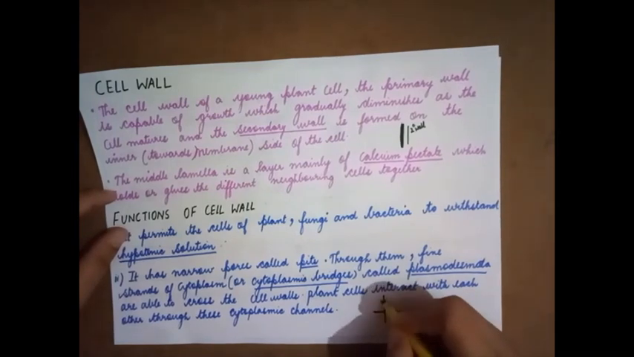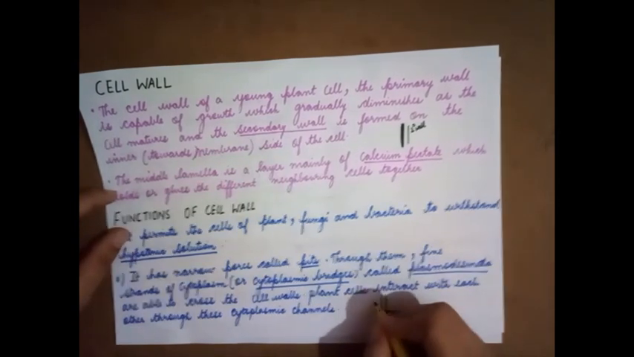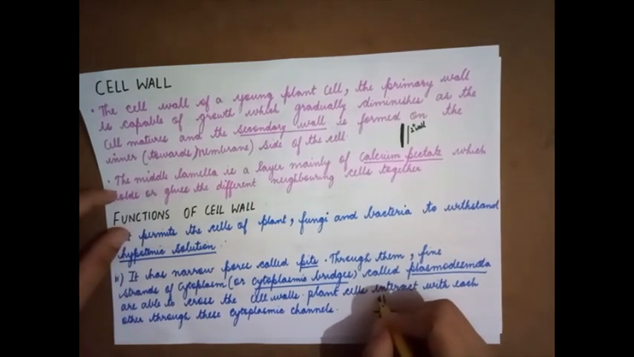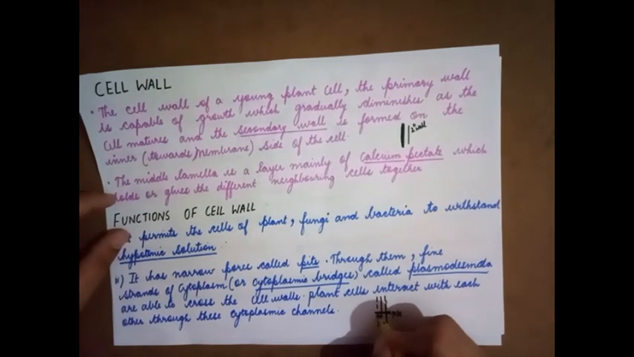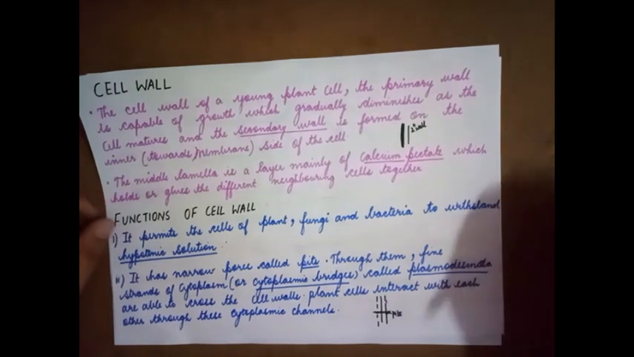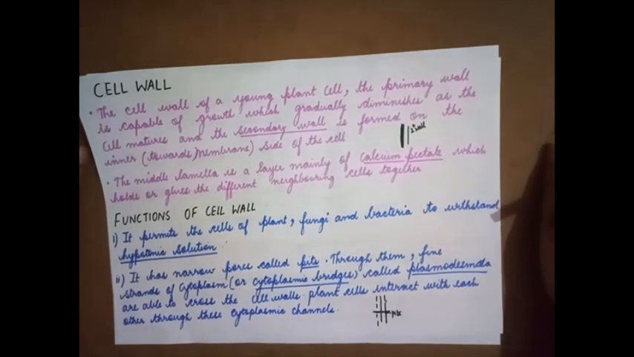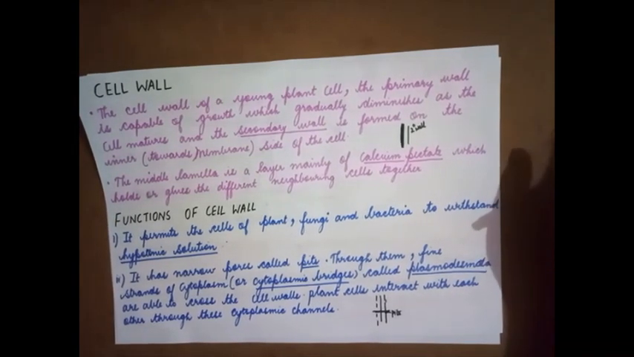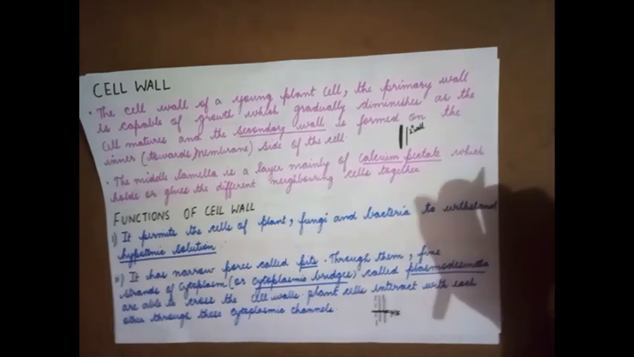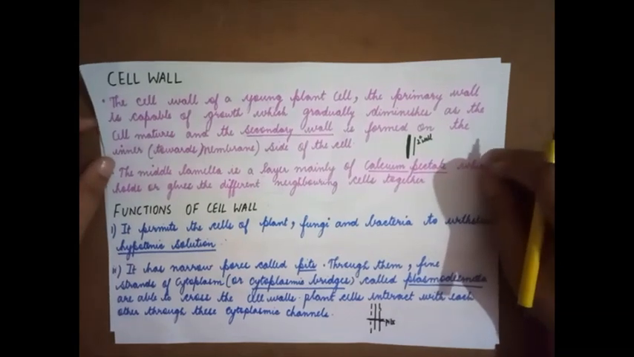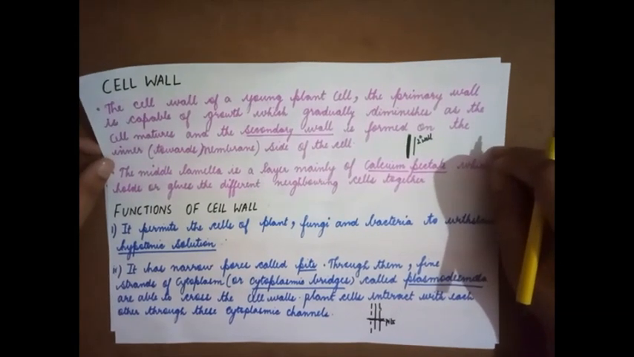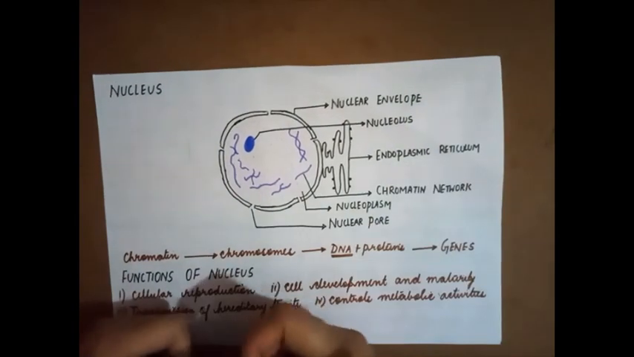Now, this is the primary wall. Here we have the calcium pectate, and there is one more cell here with its cell wall. Even these have pores. So, we see that these plasmodesmata or cytoplasmic strands are connected. They act as a connection between cells, thereby helping in communication as well as transportation of materials. This is to do with the cell wall.